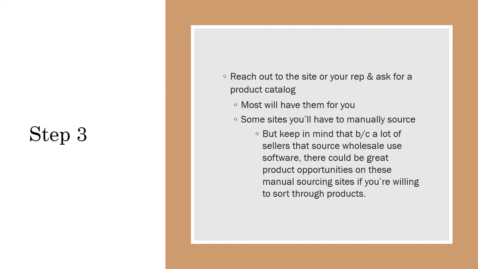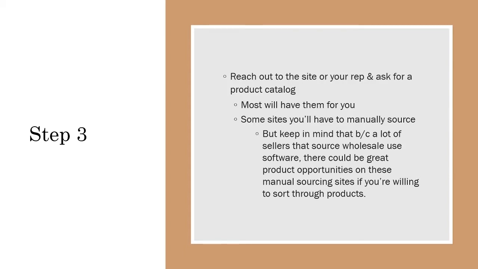So step 3 is to reach out to your site rep or just the site in general if they have a contact us and ask for a product catalog, okay? So most sites will have product catalogs if they're wholesale websites, obviously. And then what I basically do, I reach out to my rep or to the website and I email them and say, hey, I wanted to know if you could send me a list of your latest product catalog because I want to make some purchases, okay? And because you're a vetted, reputable buyer and you're clearly interested in running it through software, which means that you're clearly interested in buying from them, they're going to get that to you fairly quickly. Most of them do, okay?